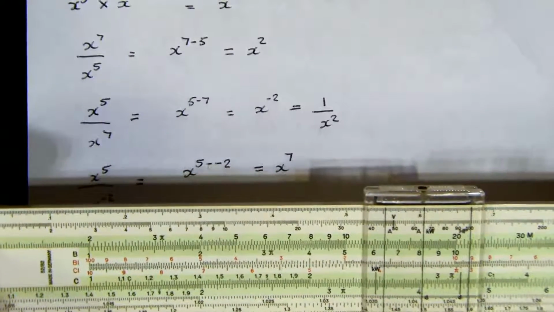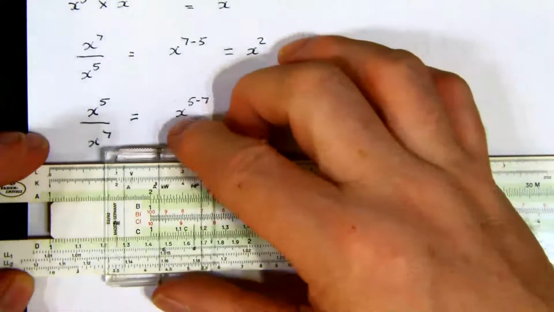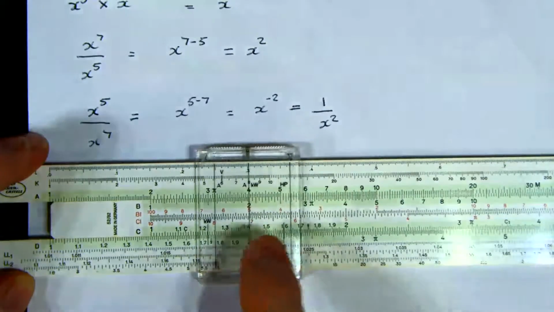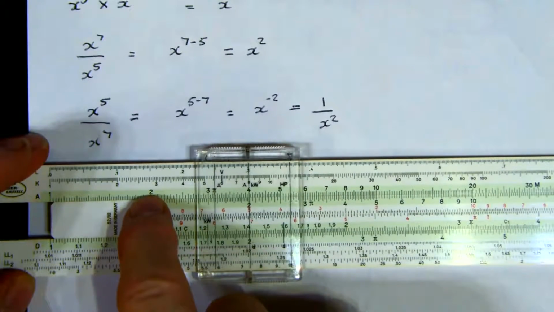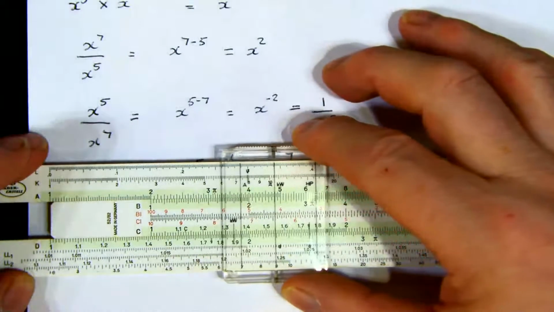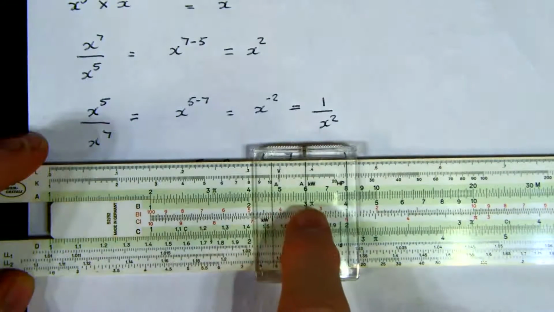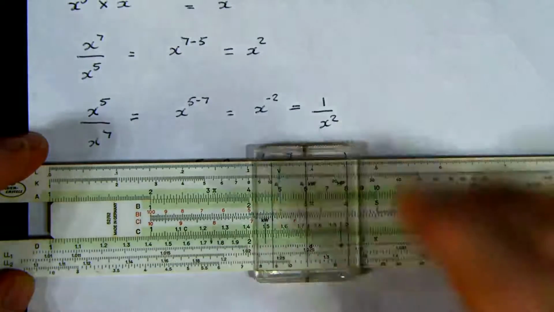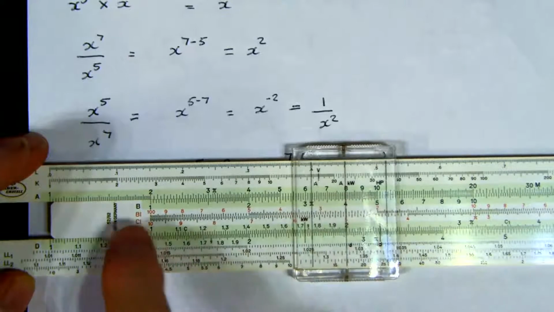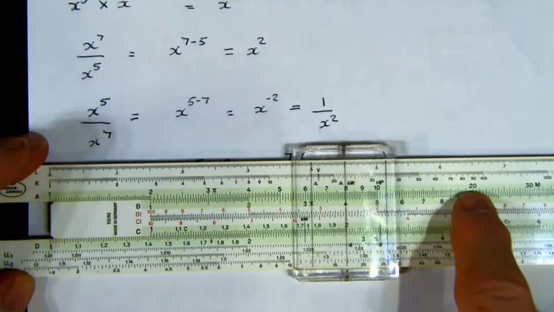So let's line this 1 up with the 2. And if I move this line along, I can say that 2 2s are 4. There we are. Doing my 2 times table, 2 times 2 is 4. Let's move this along to the 3. 2 times 3 is 6. 2 times 4 is 8. 2 times 5 is 10. 2 times 10 is 20.